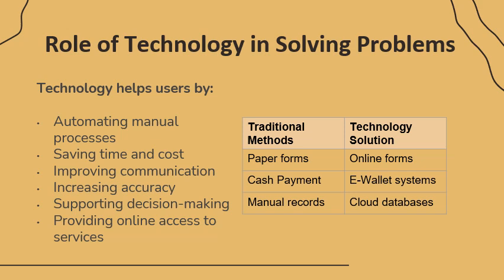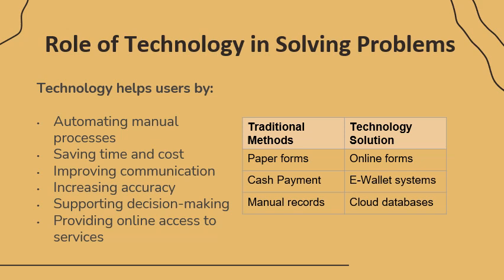If you can see, the traditional methods are increasingly being replaced. Yes, you see from the table, being replaced by modern technology solutions that improve efficiency, accuracy, and also convenience. For example, paper forms are now being substituted with online forms that allow data to be collected faster, stored digitally, and easily retrieved, right, without physical paperwork.